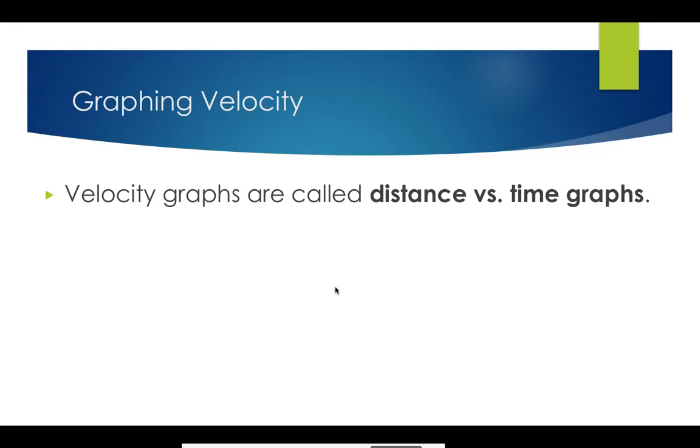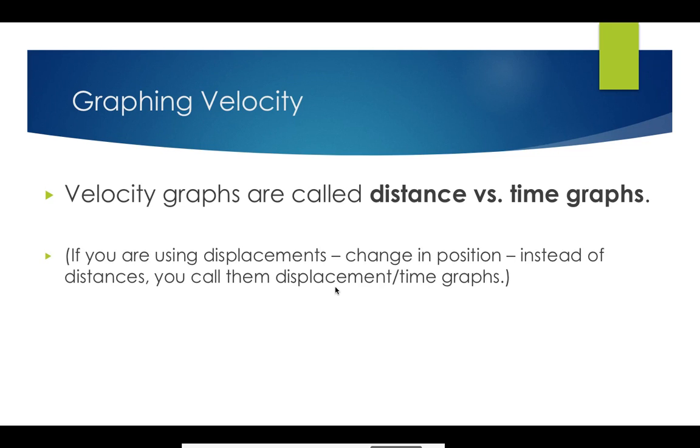All right, so a velocity graph here is called a distance versus time graph. That is what we're going to be calling it, and you'll see why in a minute. Now, if you're not using distance, you may be using displacement. In that case, you just change out those two words, and instead this is now a displacement versus time graph.